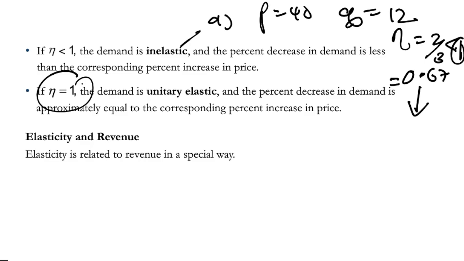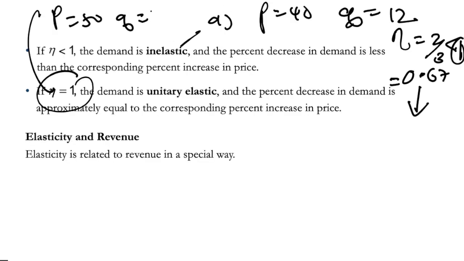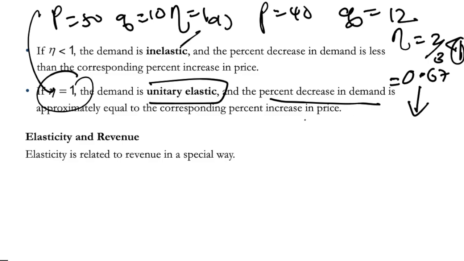But if elasticity is 1, like example number 3, in which price is 50, and then quantity demanded is equivalent to what? Equivalent to 10. And then elasticity is 1. Then we can say if there is an increase in price by 1%, quantity demanded decreases by 1%. Okay, then we call it unitary elastic. The percentage change in demand is just the same as percentage change in price.